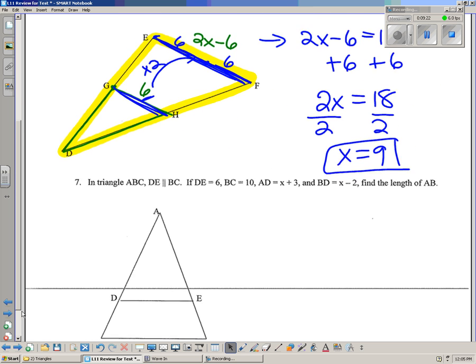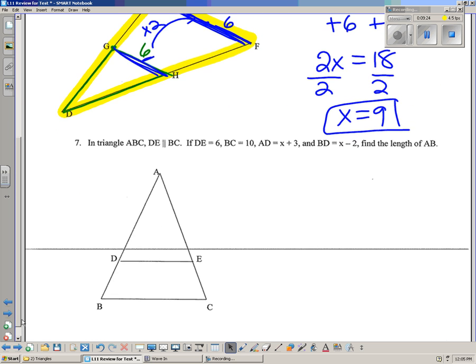Skipping down to number 7. And again, try to ignore this middle line that came out on the copy machine when I scanned this in. In triangle ABC, it says DE is parallel to BC. So again, we get two similar triangles. We get the little guy on the top and the big guy on the bottom. It says if DE is 6, BC is 10, AD is x plus 3, and BD is x minus 2, we would like to find the length of AB.